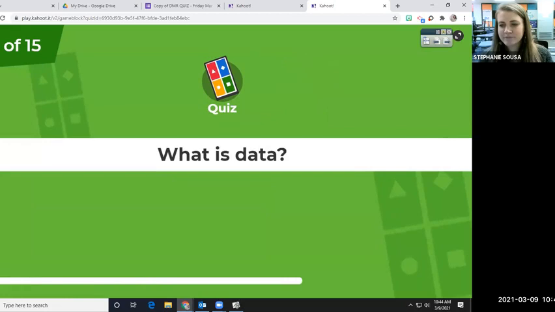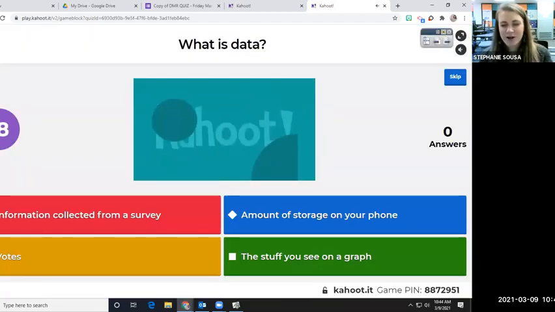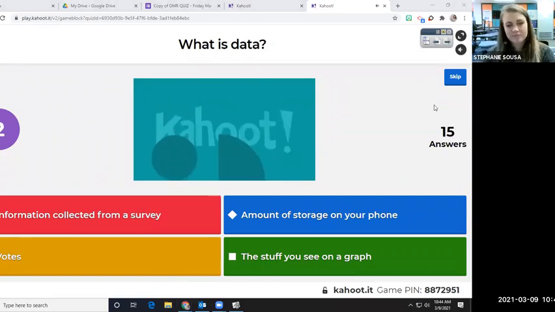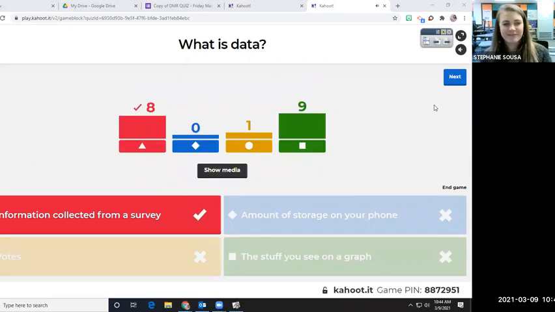Quiz, what is data? Now think, we're talking about graphing. What's data? Information collected from a survey. Ooh, I thought some of y'all were going to do the amount of storage on your phone. I'm glad you didn't. Information collected from a survey. The stuff you see on a graph. Come on, guys. Stuff is not a math vocabulary word. Y'all know this. Let's go.